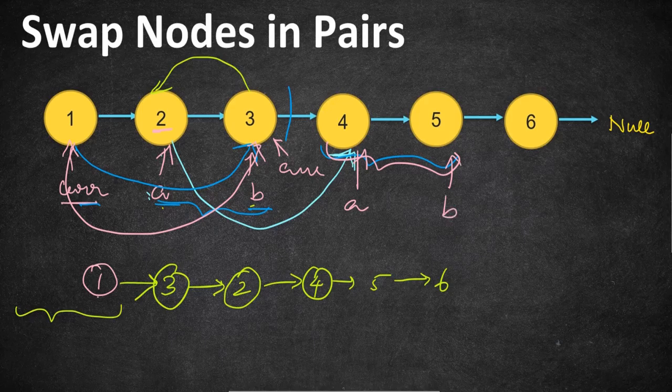So now, as usual, using the same technique, we are going to swap A and B, and after swapping them and giving these 3 connections, we are again iterating all 3 pointers towards the next set of nodes, and we are going to iterate till our current dot next meets null. So yes, this is it. Hope you're understanding this logic.